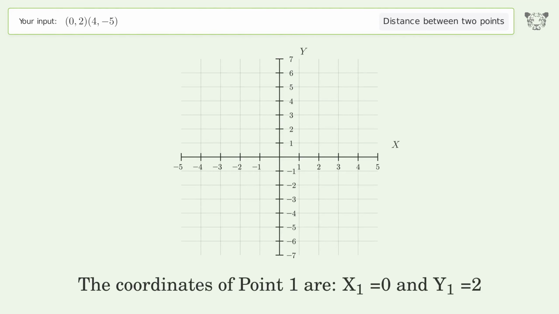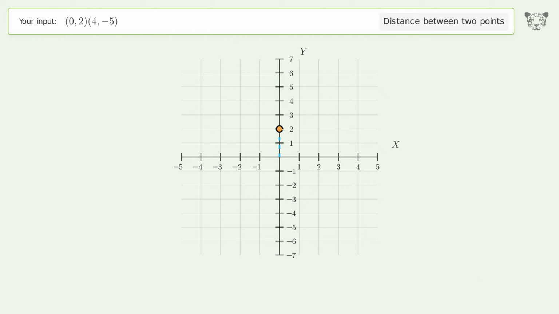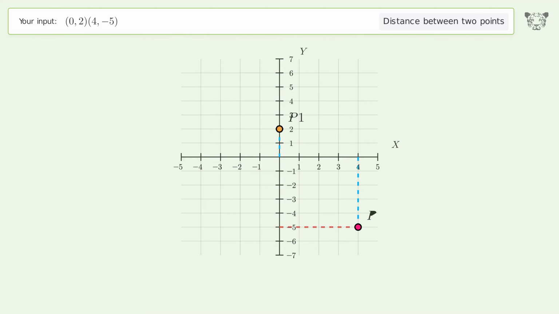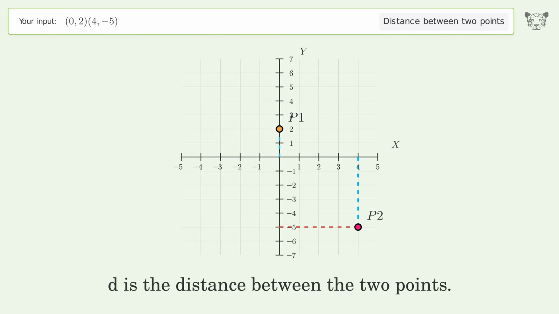The coordinates of point 1 are, x1 equals 0 and y1 equals 2. The coordinates of point 2 are, x2 equals 4 and y2 equals -5. D is the distance between the 2 points.